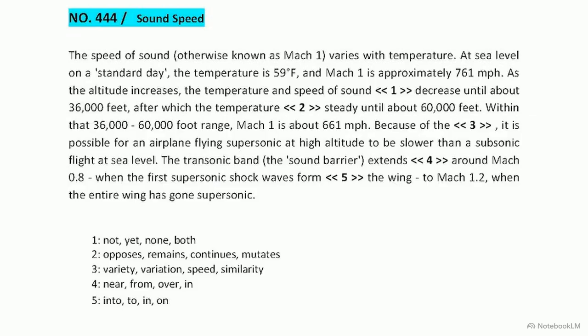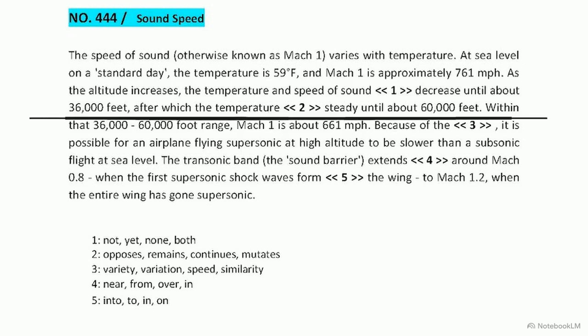The next sentence describes the temperature at 36,000 feet, followed by a blank and the adjective steady. Steady is an adjective describing a state of being, which means it requires a linking verb to connect it back to the subject. In standard English collocations, remain steady is the exact required pairing to indicate a constant state. You cannot pair an active verb like continues or opposes directly with an adjective, and mutates implies a radical shift, contradicting steady. Try the next one on your own.